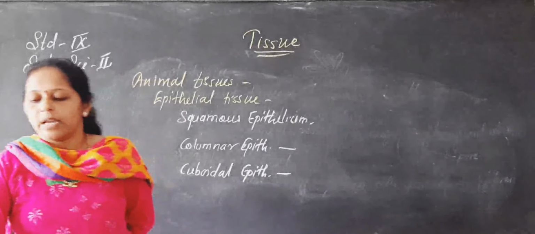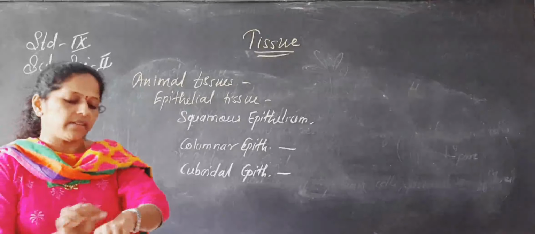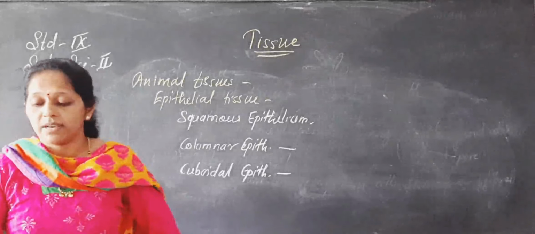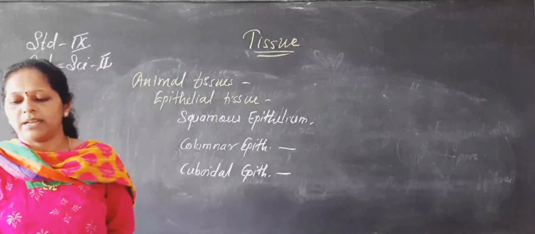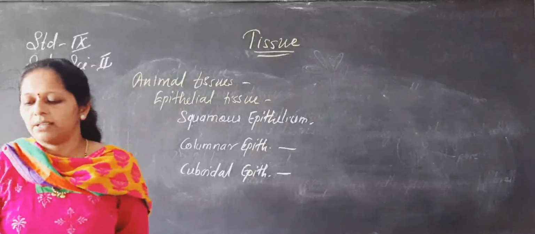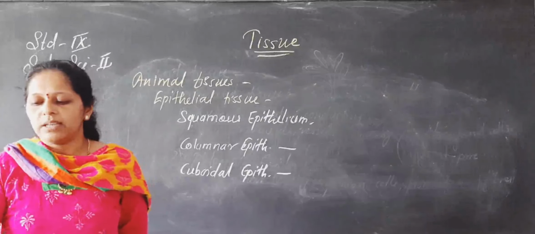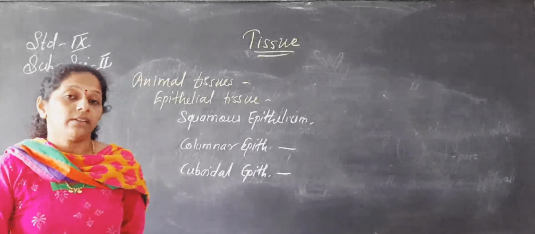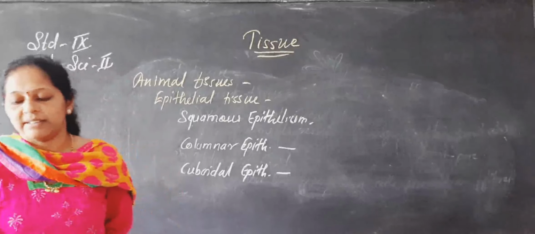Epithelial cells are tightly packed to form a continuous sheet. If you observe the skin, you know that the cells are tightly packed. No intercellular spaces are present in them. They have only a small amount of cementing material in between. So there are almost no intercellular spaces in these epithelial cells.